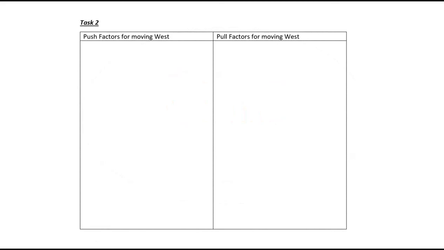All right, in the push factors column, we should be having things here like the economic depression in the East, maybe the exhaustion of farmland in the East. These are things, the problems in the East that existed that made people want to move west. In the pull factors, we have things like the California gold rush, the promise of better land.